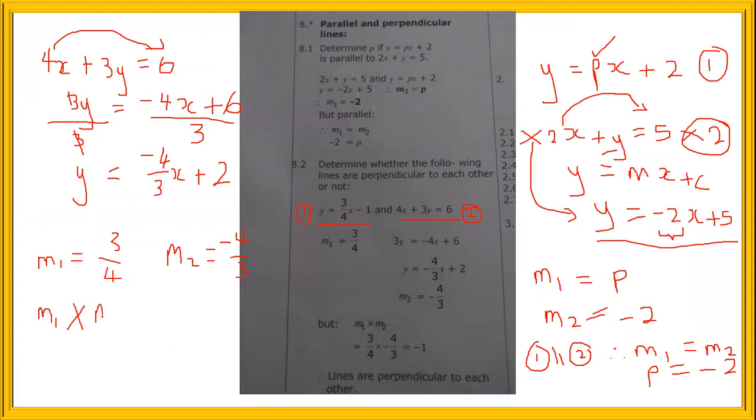So M1 times M2 should be equal to -1. Let's multiply this: 3/4 times -4/3 is equal to -1. Therefore, the lines are perpendicular to each other. All right.